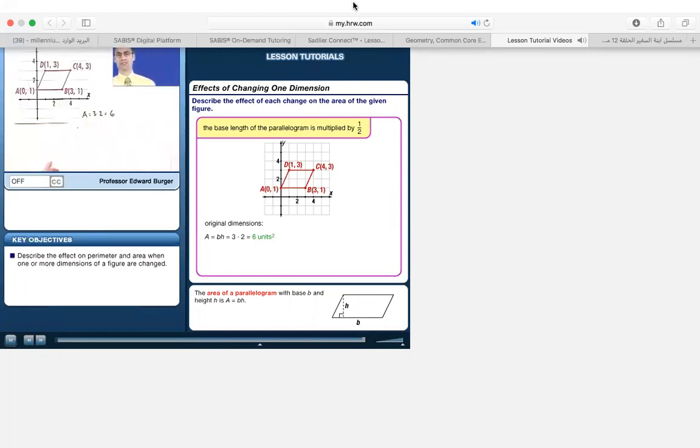Now, what I want us to do is consider the impact on area if we shrink the base by a factor of 1/2. So I want to now take this base and multiply it by 1/2. So it looks like this. Okay, what's the impact on the area?